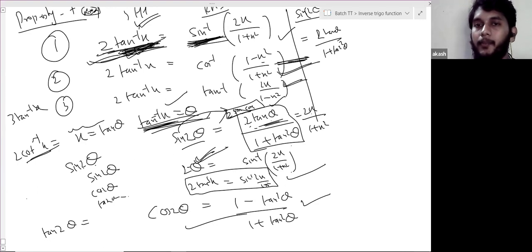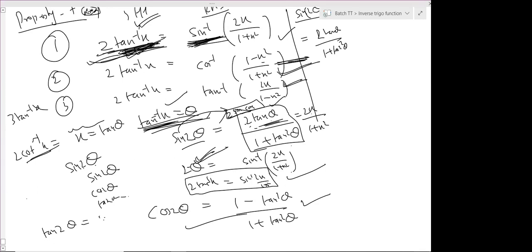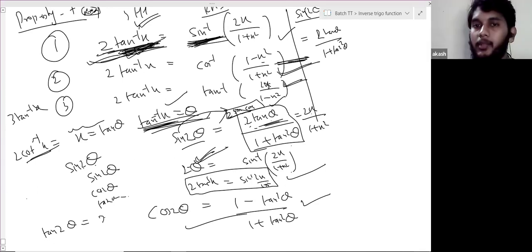Just look at this. So same, 1 minus tan squared theta. No. Wherever you see x, you have to put tan theta. So 2 tan theta upon 1 minus tan square theta.